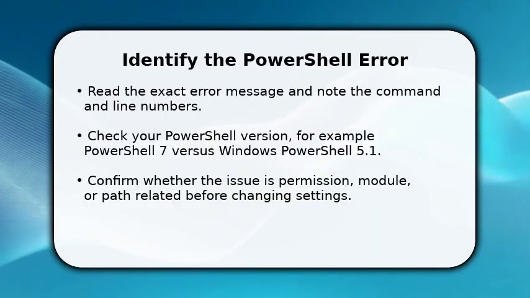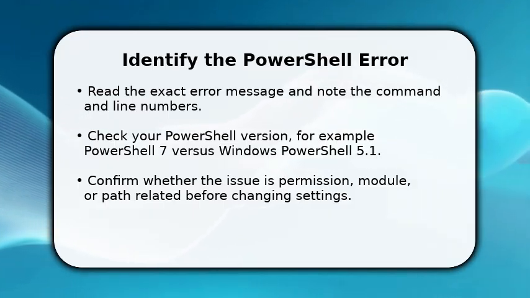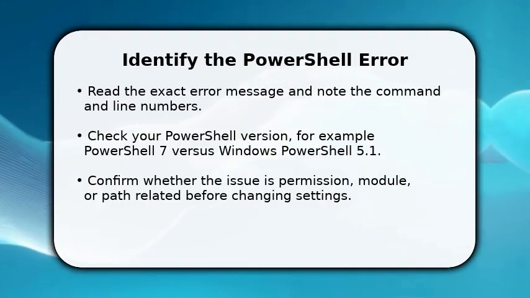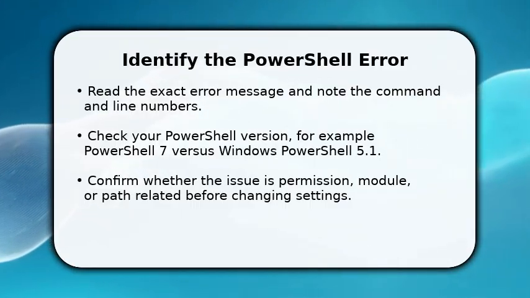Start by reading the exact PowerShell error message and note the command and line numbers. Next, confirm the PowerShell edition and version, for example PowerShell 7 versus Windows PowerShell 5.1, because behavior differs. Then determine if the problem is permission-related, a missing module, or a wrong file path.